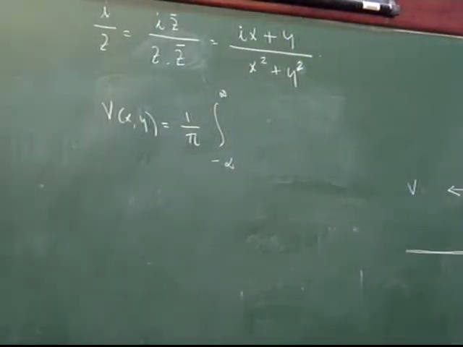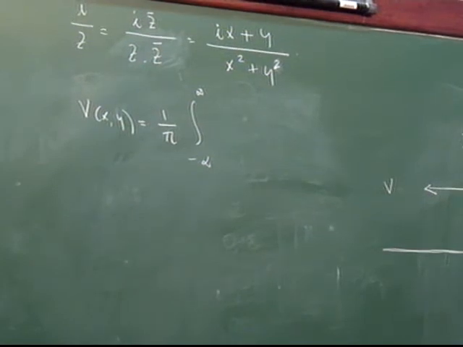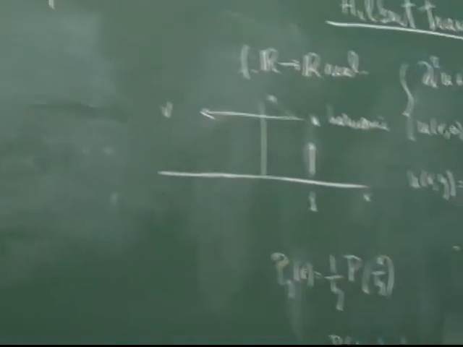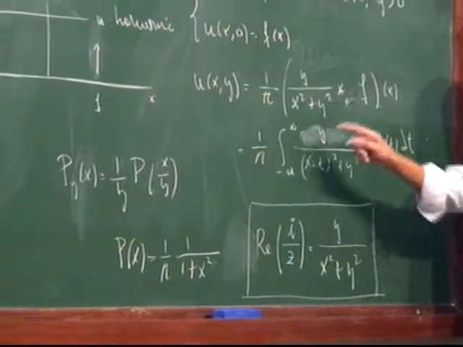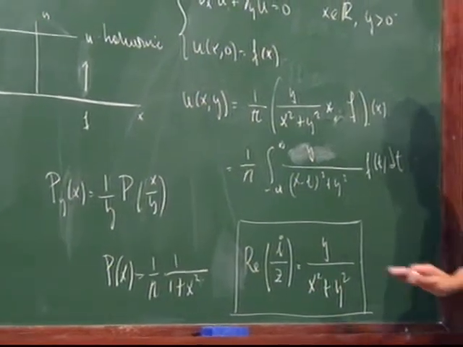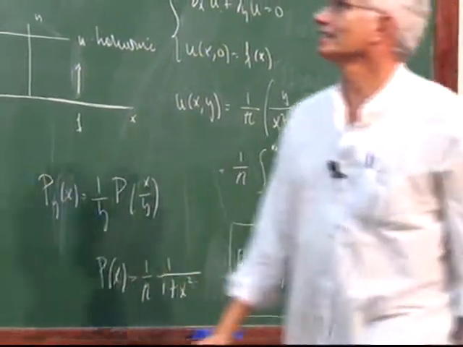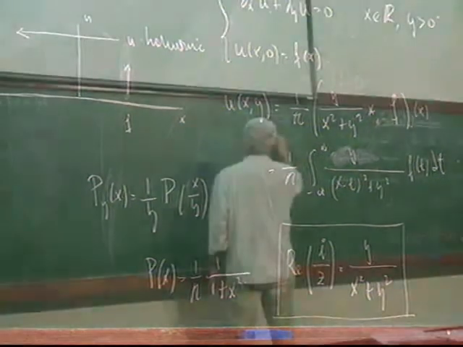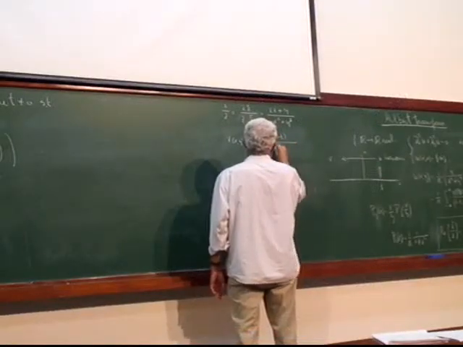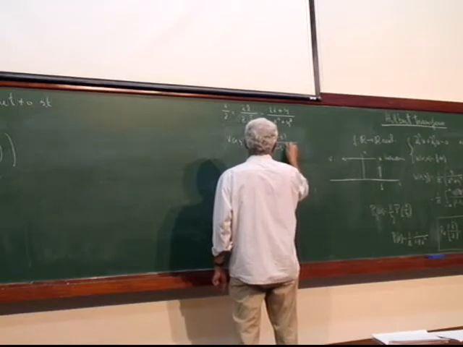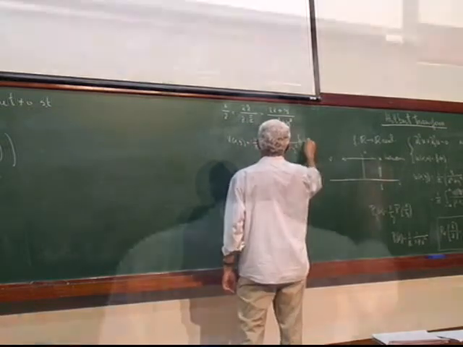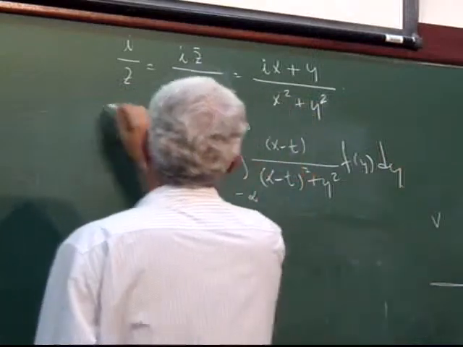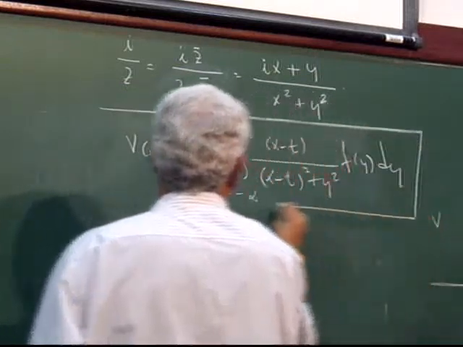Okay. You have to correct me, please. I mean, otherwise, okay. The imaginary part has the x in the top. Is this one? Okay. This is the harmonic conjugate of this.